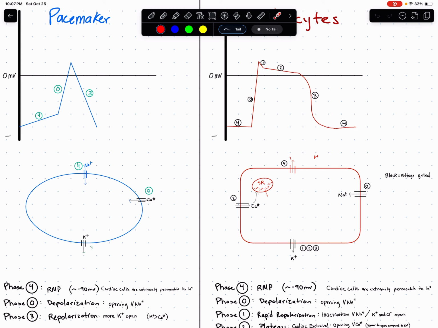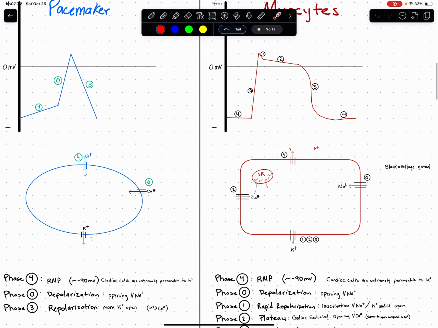Now, pacemaker cells are significant because these guys truly don't really rest at all. They just keep going and going.